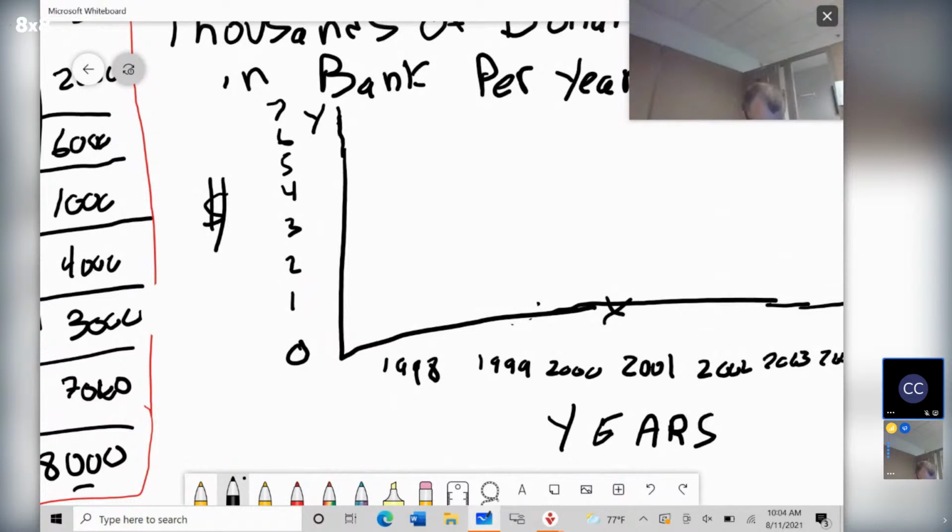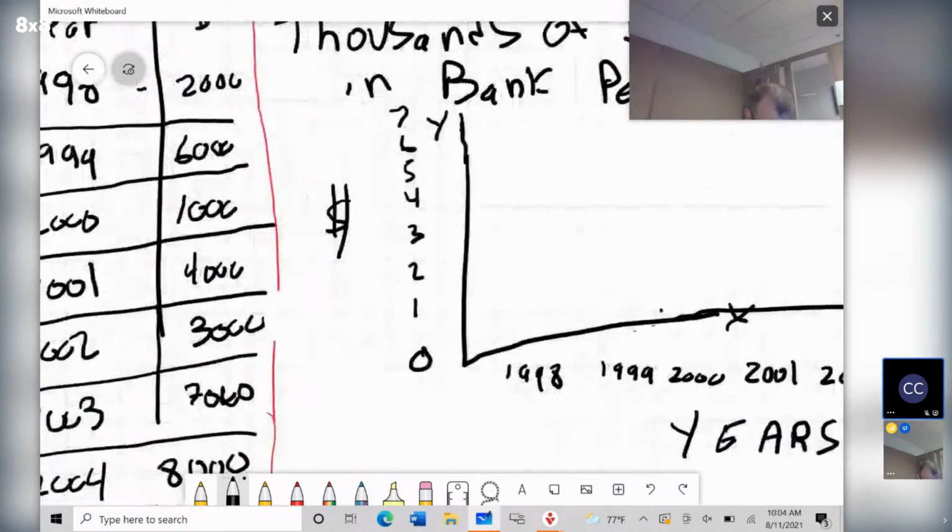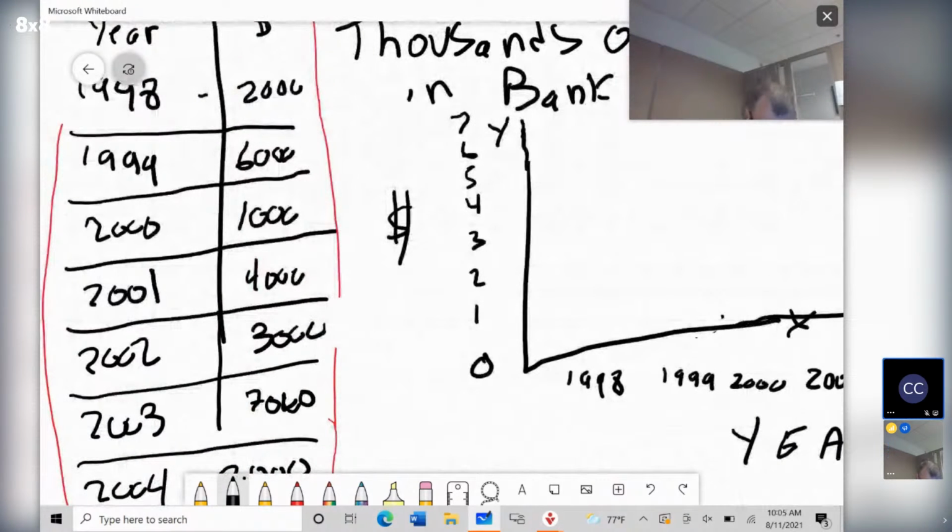Okay, so what we're going to do, we're going to look at in 1998, the first year, there was $2,000. So we're just going to go up and put a little dot from the year over to 2,000. Just so you see where that first dot will go. You don't need to put this box in. I just wanted to show you. So we'll get rid of the box, just have the dot.